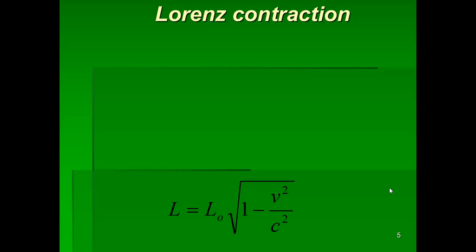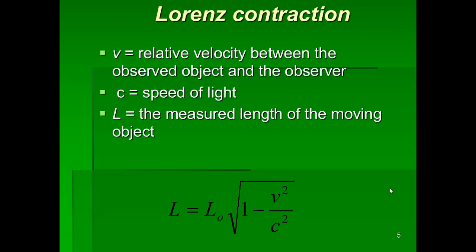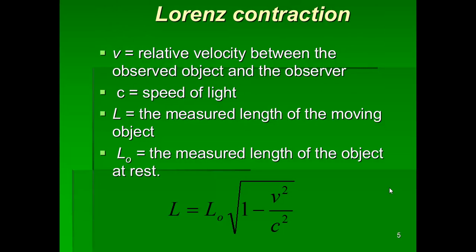Okay, so here's the formula which is given, and let's go through those values. V is the relative velocity between the observed object and the observer. C is the speed of light. L is the measured length of the moving object, and L0 is the measured length of the object at rest. So that would be the proper length. And we're going to use these values in this formula to work out unknowns.